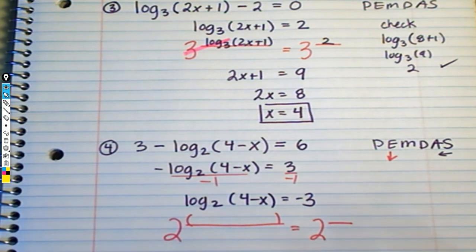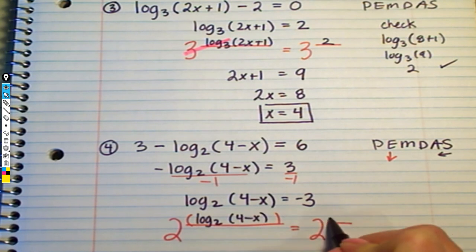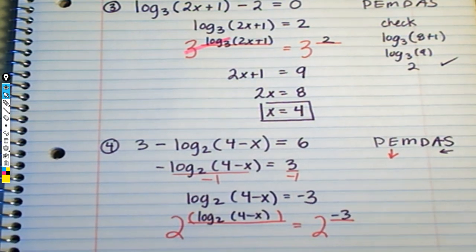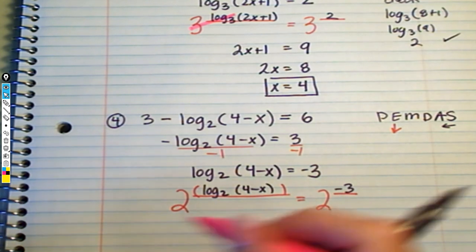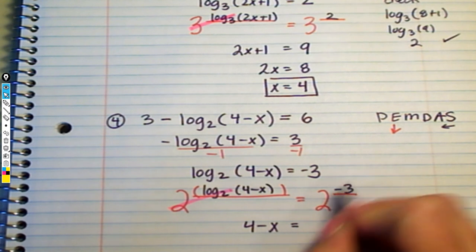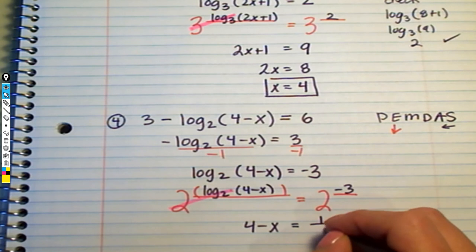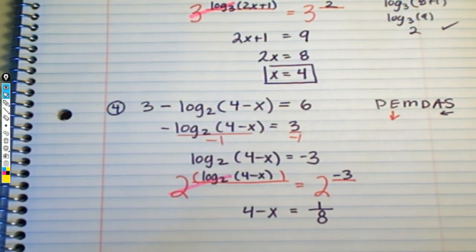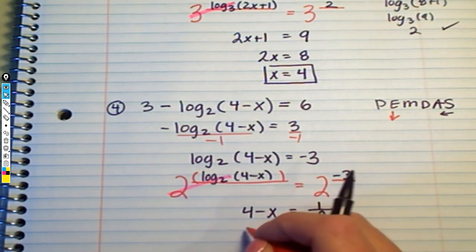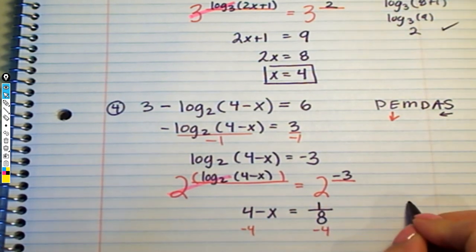And whatever was there, the whole thing, goes into the exponent spot. Now I know my inverse property looks like that. Now 2 to the negative 3 is 1 over 8. Now you haven't solved for x yet. We still have to keep going. So I'm going to subtract 4 from both sides. I'll do a little bit of arithmetic over here.